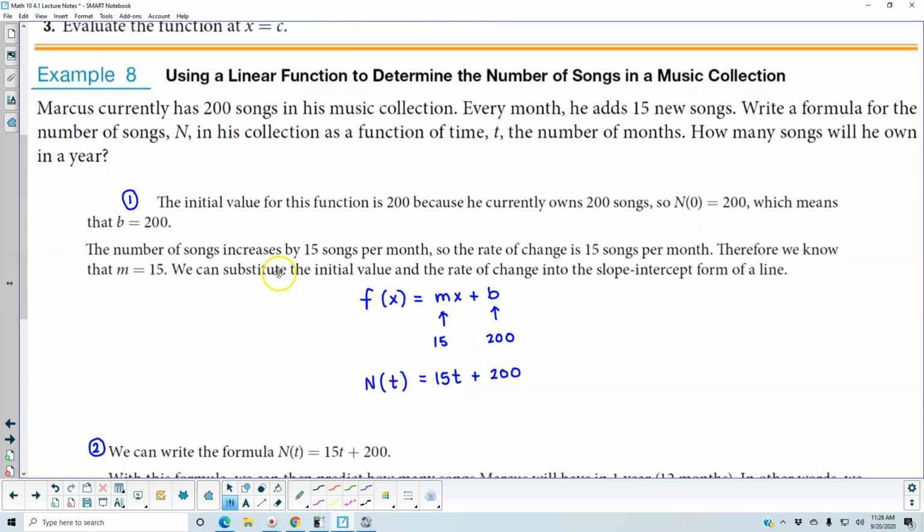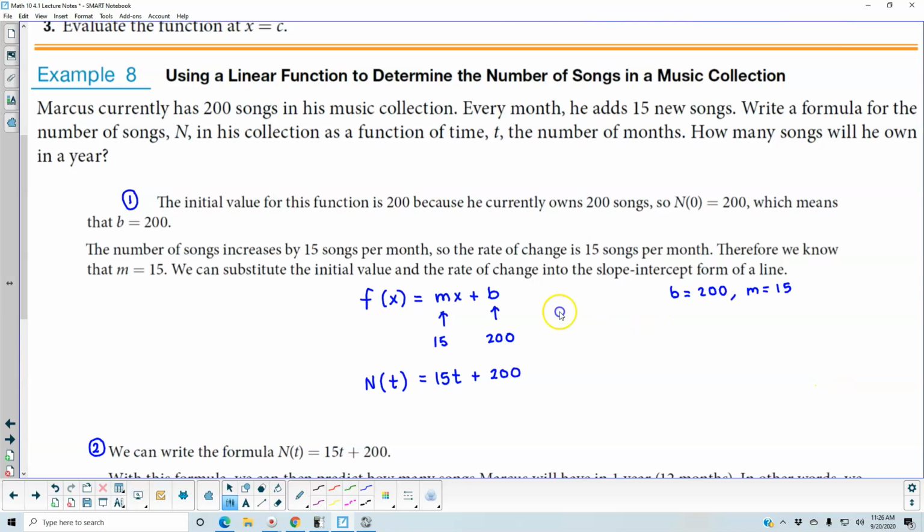Now, the number of songs increases by 15 songs per month. So the rate of change, or the slope, is 15 songs per month. Therefore, we know that m is equal to 15. And then we can substitute the initial value and the rate of change into the slope-intercept form of the line. So we know that b is equal to 200, and we know that m is equal to 15.